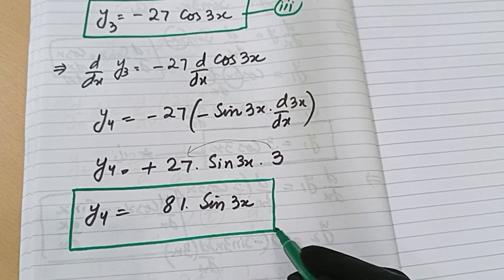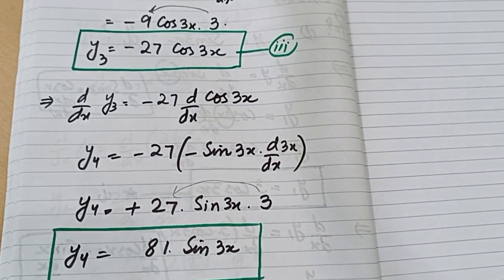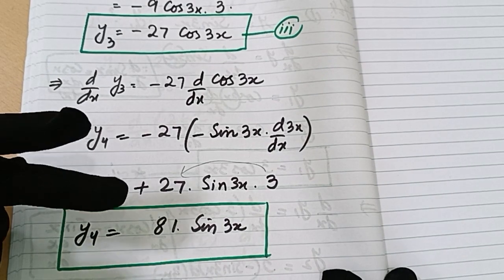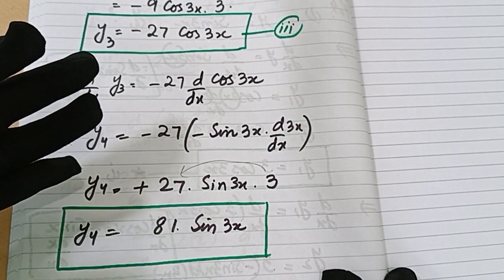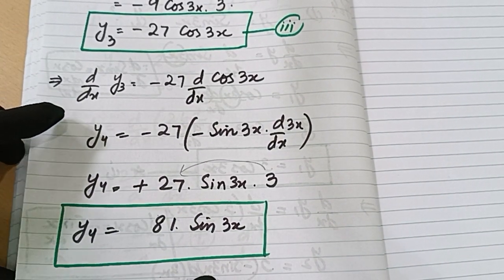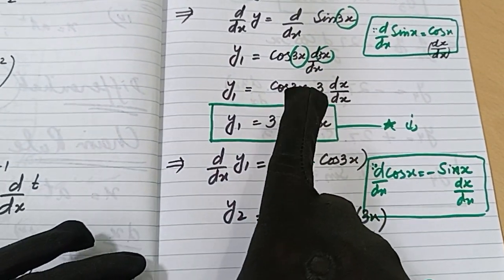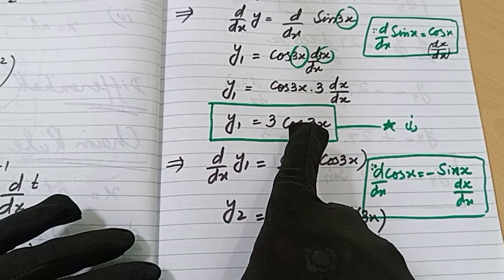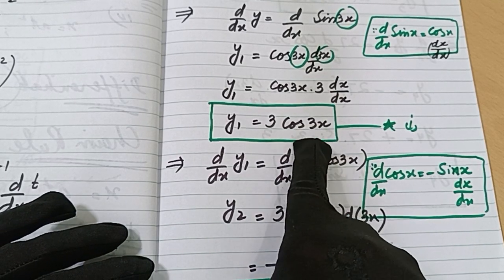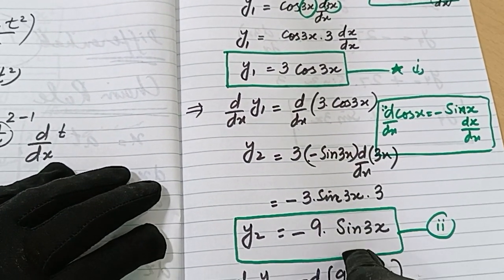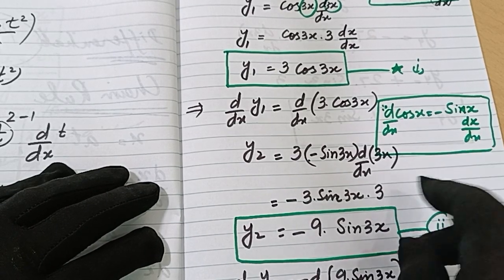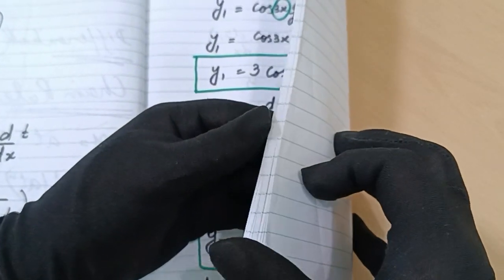In this way, I found the first, second, third and fourth derivatives. There was only one trigonometric ratio involved in this one. So every time the derivative of that trigonometric ratio is taken, and then the angle derivative is taken. So the first, second, third and fourth derivatives are ready so easily.